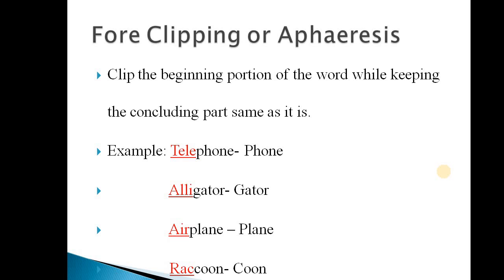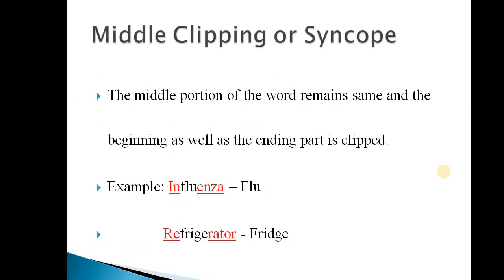Now let's move on to the third type of clipping. Now the third type of clipping is called middle clipping or syncope. Again, syncope is the linguistic terminology for middle clipping. Middle clipping means definitely the middle section will be clipped, and what remains back and forth will remain the same. So the middle portion of the word remains the same, and the beginning as well as the ending part is clipped. In the example you can understand better.